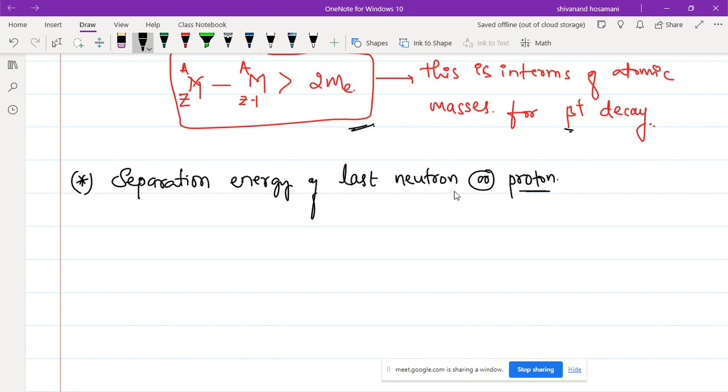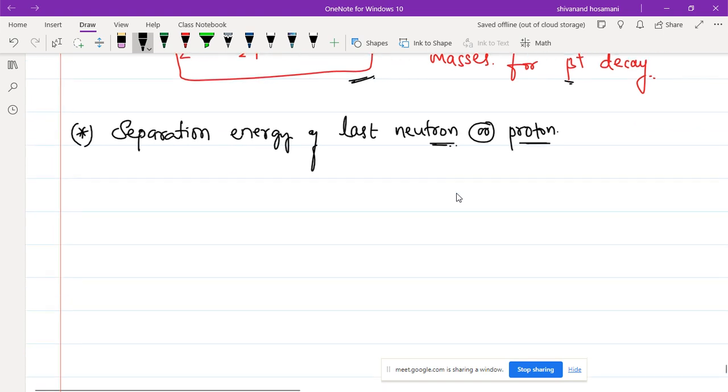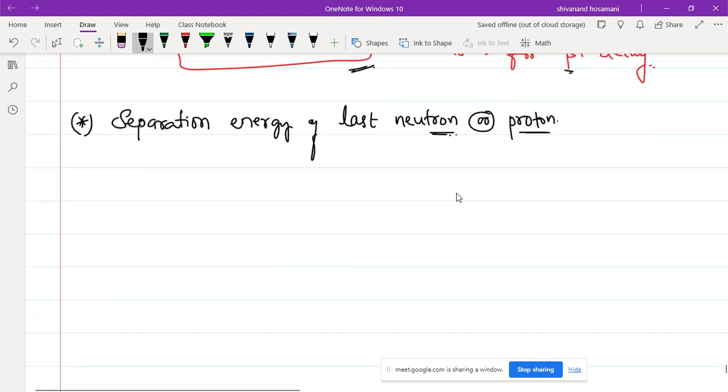Last neutron or proton. So this is the concept. What do you mean by separation energy of the last neutron or proton? It is important. Questions come in NET and CSIR NET level exams based on this concept. So it is important. Okay.